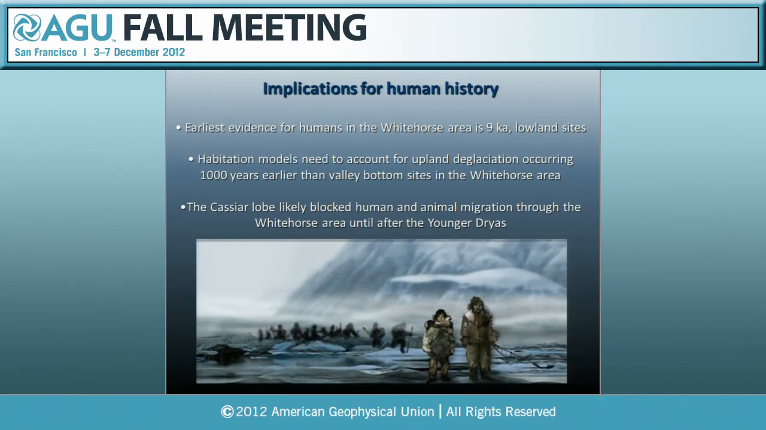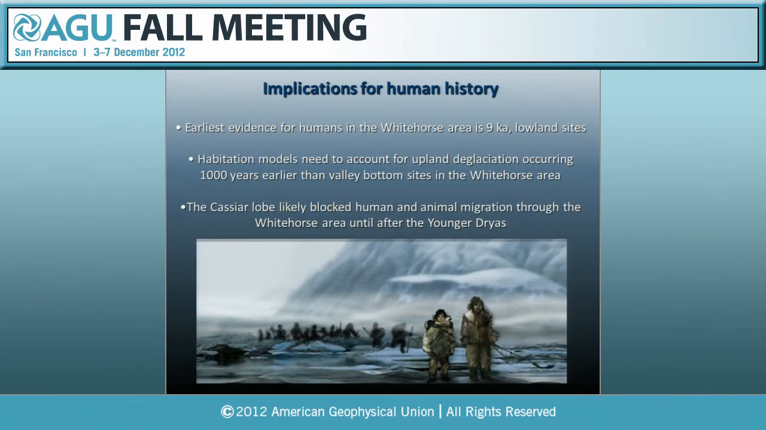So implications for human history in the area, I just wanted to bring that into some context as well. The earliest evidence for humans around Whitehorse, this is significant because we are located right at the edge of Beringia, and so the unglaciated terrain to the west, northwest into Alaska and Siberia. The earliest evidence for humans around Whitehorse is about 9,000 years ago in lowland sites. And I guess our new dates suggest that you also have to consider those upland sites. They deglaciate at least 1,000 years earlier than the lowlands.